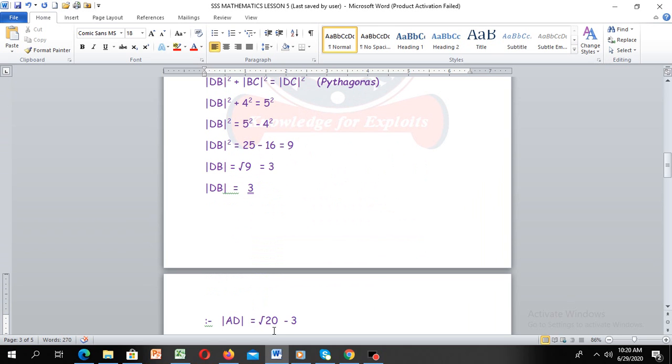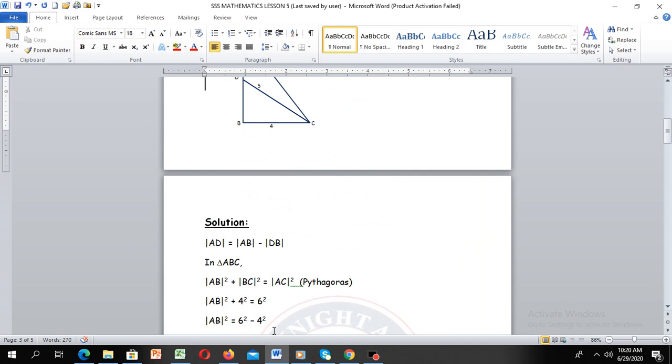And since we are looking for the length of line segment AD, from the first formula that we have, AD is equal to AB minus DB. So we're going to substitute AB and DB and find their difference.